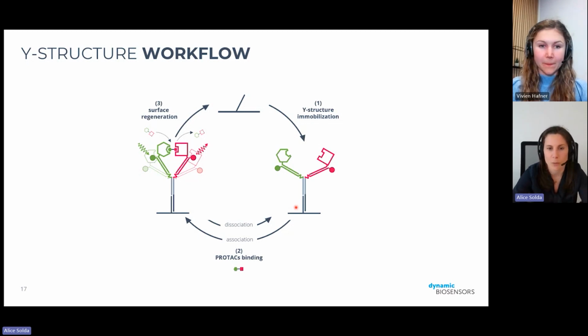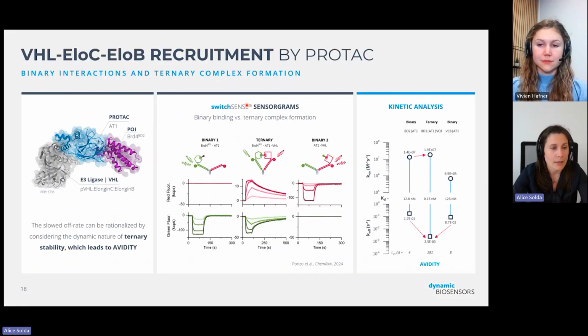So the workflow is super simple. You have our chip with the nanolever that is linked to that. We basically immobilize the Y structure with the two proteins of interest, and then we follow association and dissociation of the different products. If needed, we do the regeneration. Otherwise, we finish the whole study and then we do a final regeneration at the very end. So the chip can be reused multiple times. And here I started with probably one of the best known systems, which is basically VHL in the VCB format.